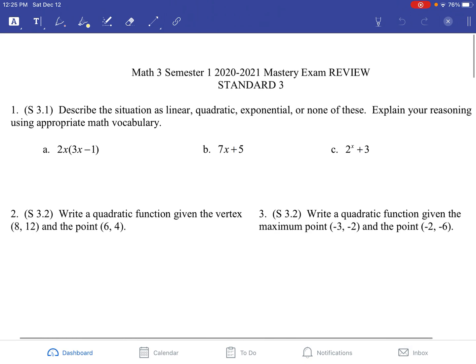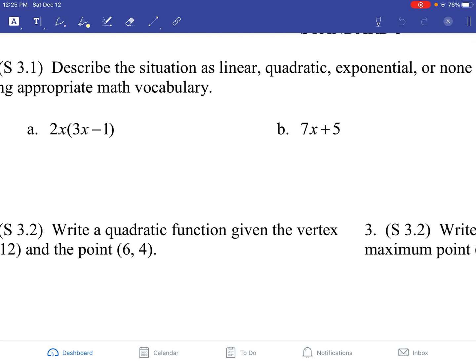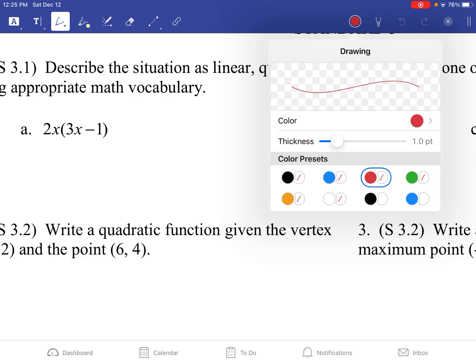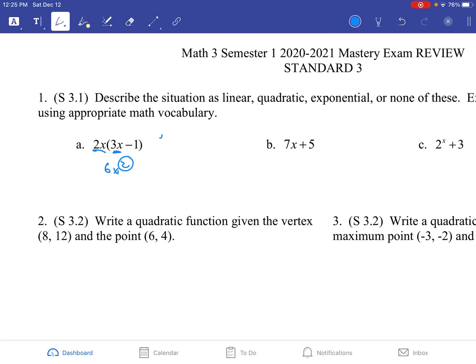So I'm going to describe the following three situations as either linear, quadratic, or exponential. We're looking for specific things when we're looking at these expressions. In the first one, we have 2x times 3x, which will give us 6x squared. Because it's squared, that's going to be a quadratic, and the reason being is the largest exponent is 2.